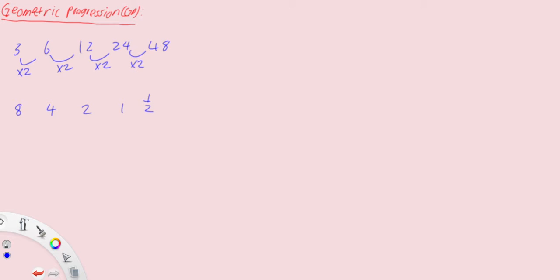So let's say we have 2, then we have minus 6, and then 18, minus 54. So you notice from 2 to minus 6 is times minus 3. From minus 6 to 18 is times minus 3. And then from 18 to minus 54 is times minus 3. So I think it's quite obvious how we find a general formula.